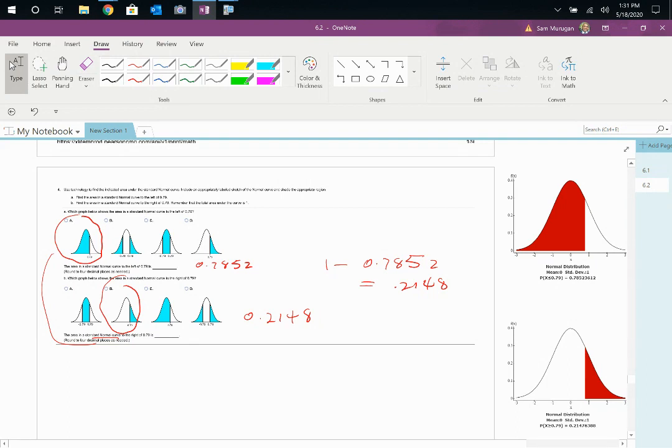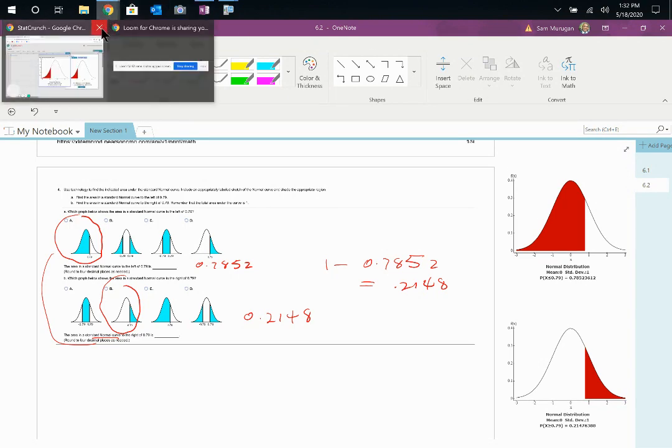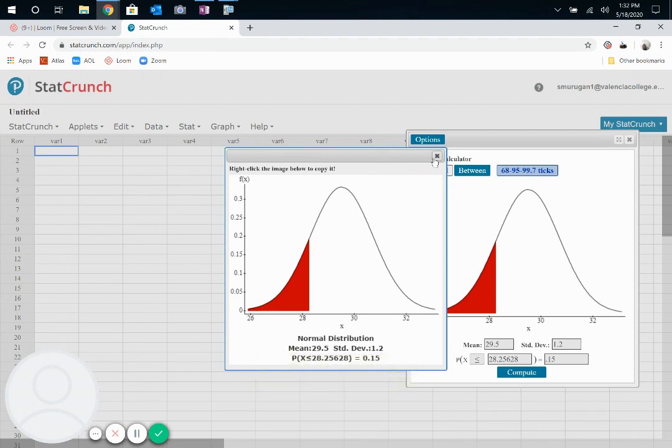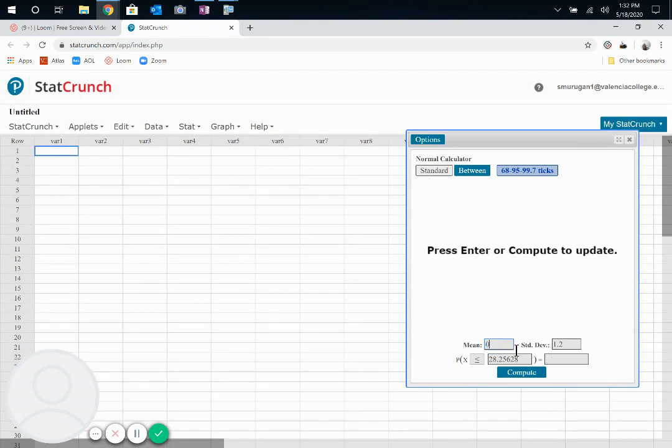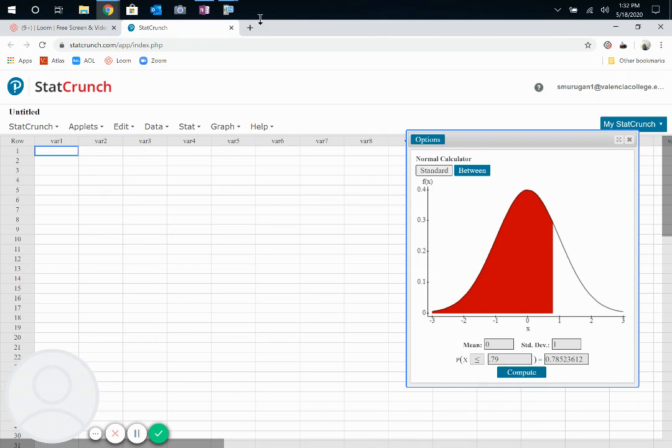I use technology in this to get the graph. When you're not given the mean and the standard deviation, you take them as 0 and 1, and everything to the left of 0.79. I can show you real quickly how I did that. So I put the mean as 0, the standard deviation is 1, and everything less than 0.79, and the graph. Okay, notice the probability is 0.7852.